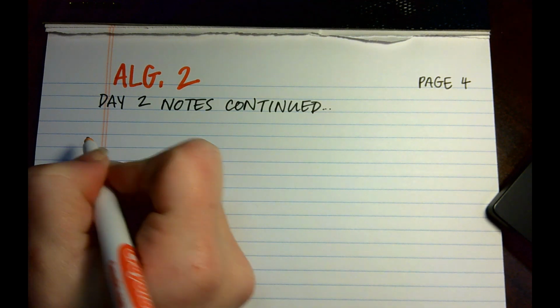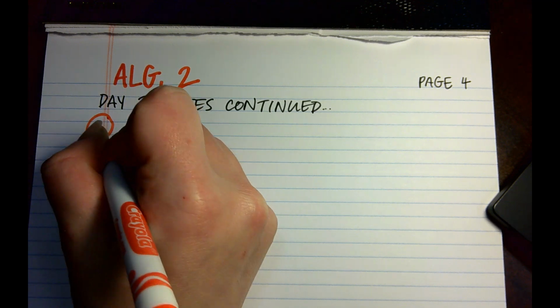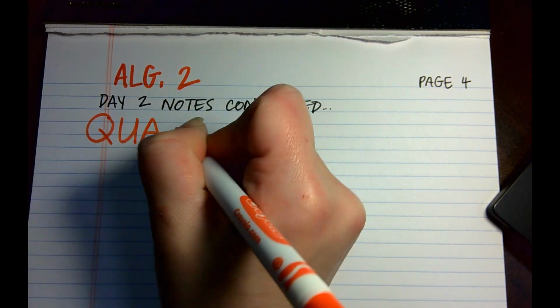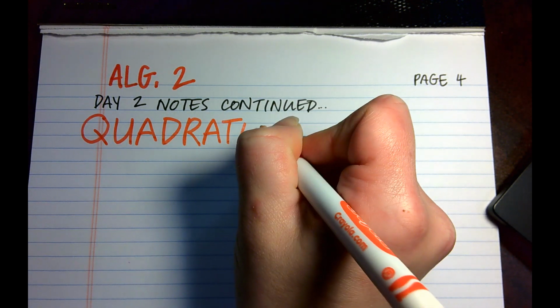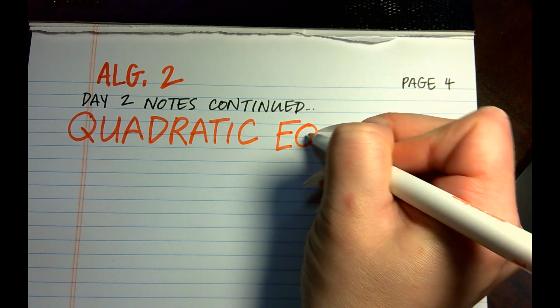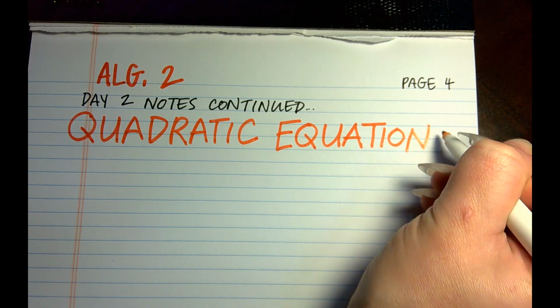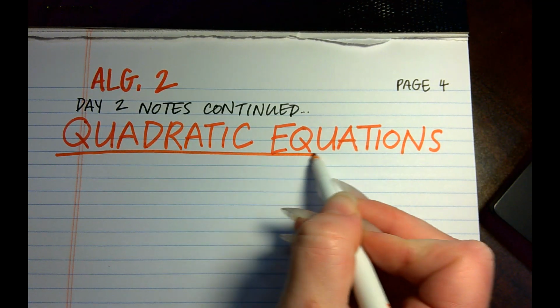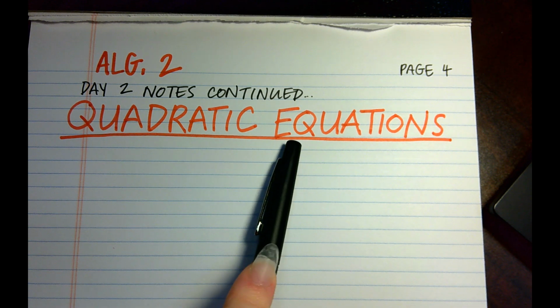So we are gonna learn about something called a quadratic equation. There is a certain form that this will normally be in. Now, the key word here is equations.